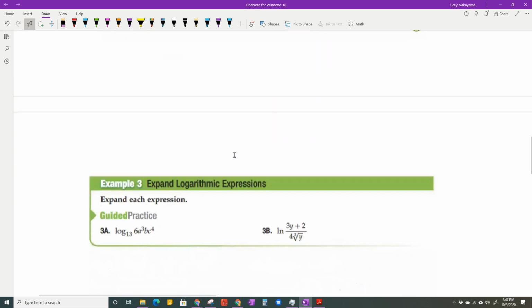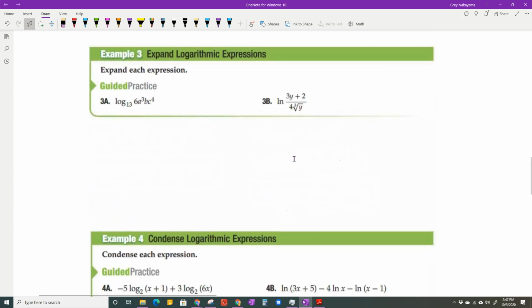Okay, so look at these next ones. They get a little bit longer, okay? But I'm going to tell you something that'll make this a lot easier for you. But first off, when you look at something like 3a, it says log base 13 of 6a cubed bc to the fourth. Looks a little complicated, but all you have to do is determine how many factors you have. So how many different factors? I have a 6, and then I have a cubed, and then I have b, and then I have c to the fourth. So I have 4 different factors.